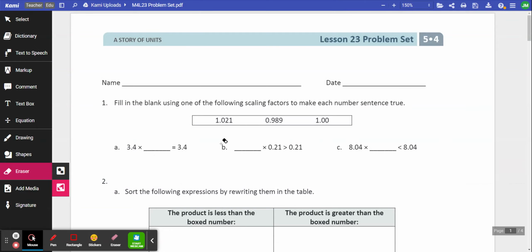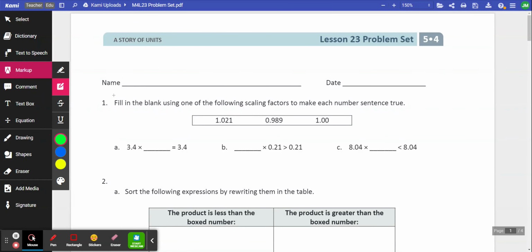All right, so let's look at this information here. This is lesson 23 from module 4 of the Eureka program. Let's read the information here. Fill in the blanks using one of the following scaling factors. The scaling factors are these ones right here, to make each number sentence true.